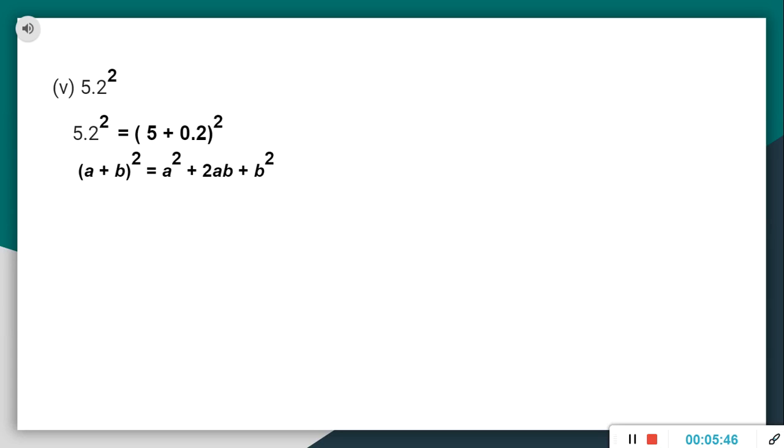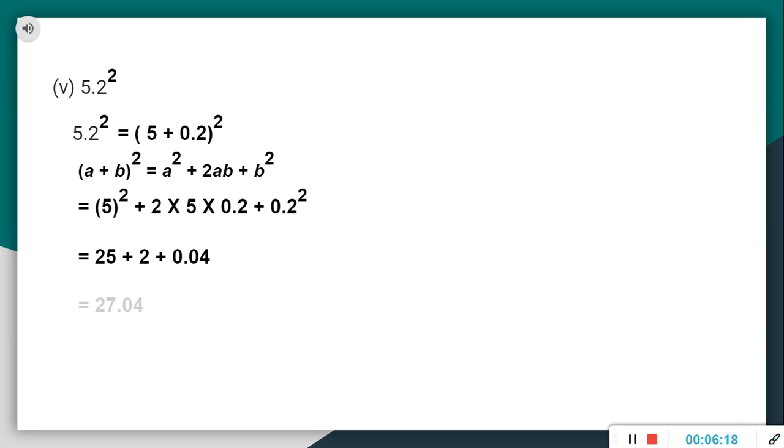So here what is a? a is 5, and what is b? b is 0.2. So let's do 5 square plus 2 into 5 into 0.2 plus 0.2 square. So 5 5s are 25 plus 2 5s are 10, 10 into 0.2, 10 2s are 20, so 2.0. The 0 we will cut there, so only 2 we will write. Plus 0.2 into 0.2 is equal to 0.04. Now add it together: 25 plus 2, 27, plus 0.04, that is equal to 27.04. So the answer of 5.2 square is 27.04.